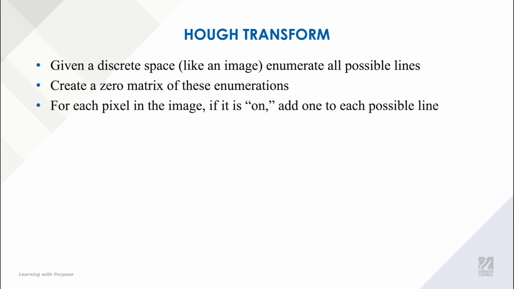Then you cast these lines across your image, and you count up, as you're tracking the line across the image, how many of the pixels underneath it are on. So note that we're saying on here. This implies a binary image. So it's either on or off. It's either white, which is on, or black, which is off.